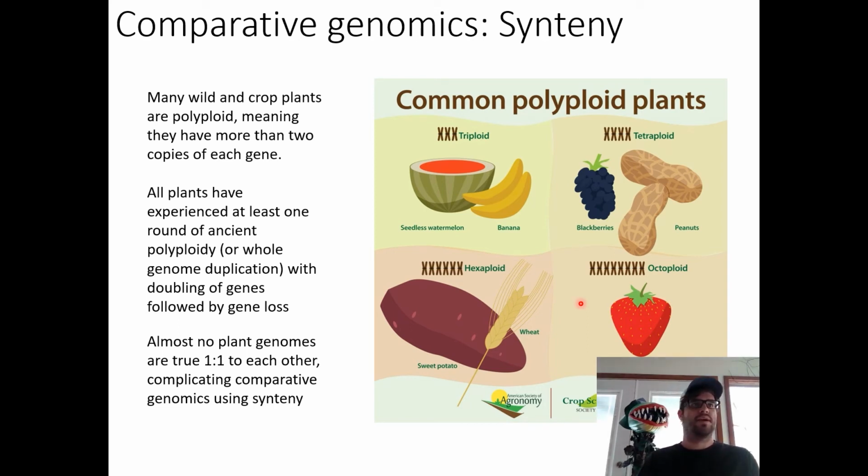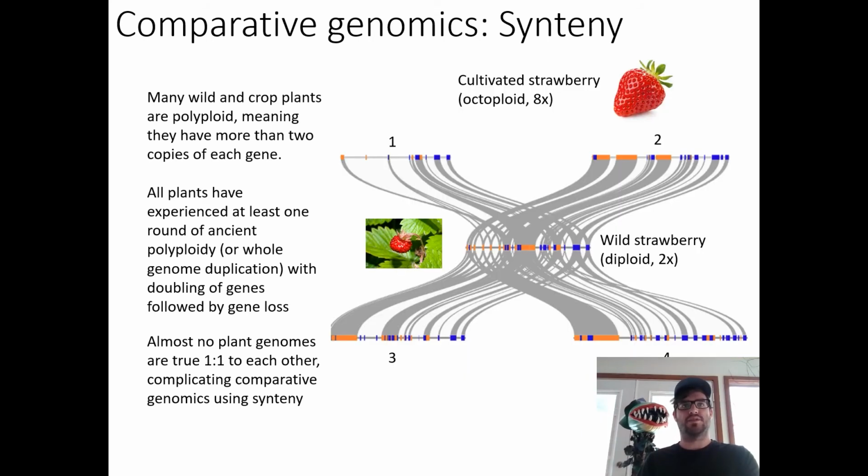All plants have also experienced at least one round of ancient polyploidy, an ancient whole genome duplication event, which is a doubling of genes followed by gene loss. Because of this, plant genomes, even though they tend to have a lot of the same genes, can be a little rearranged. They can be very complicated, and almost no plant genomes are truly one-to-one to each other. This complicates some comparative genomic analyses using synteny. In the example I showed you with grasses, it's a little cleaner, but for other species it's more difficult. Here's an example with strawberry.